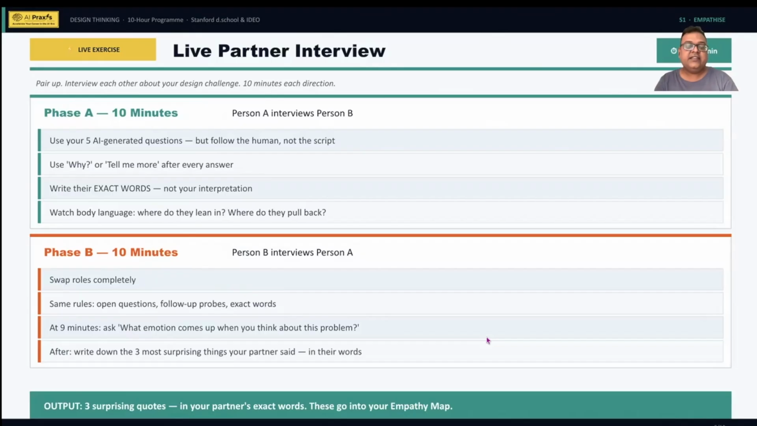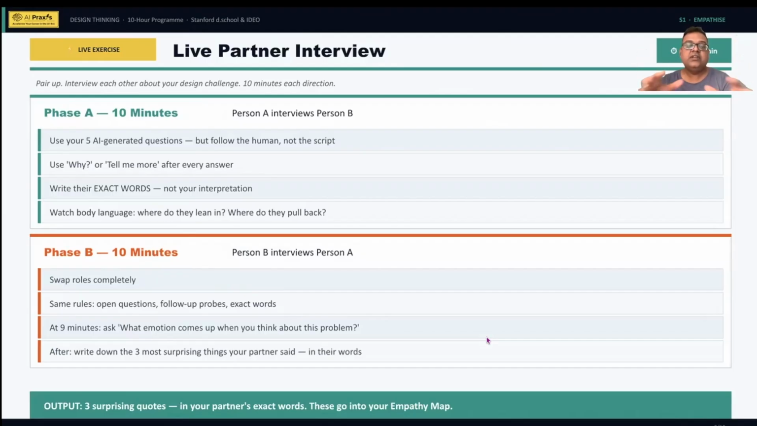Before ending the interview, one final question. What emotion comes up when you think about the problem? This question often changes the entire conversation. Instead of discussing facts, people begin talking about fear, frustration, hope, confidence, embarrassment, or excitement. Those emotions are exactly what design thinking is trying to understand.